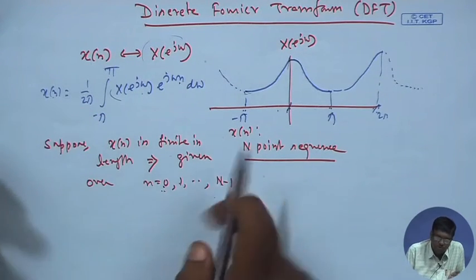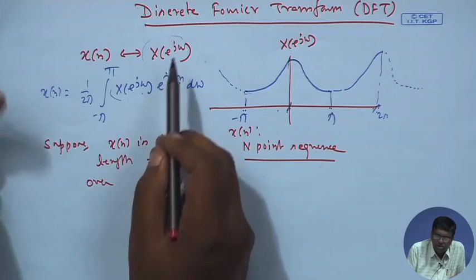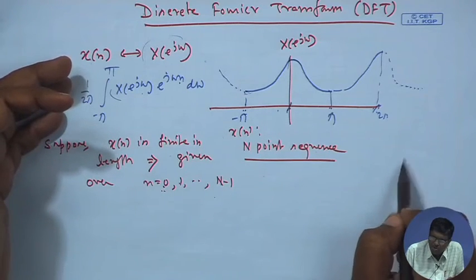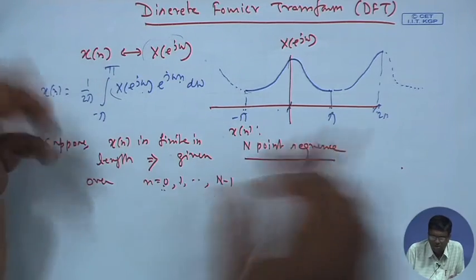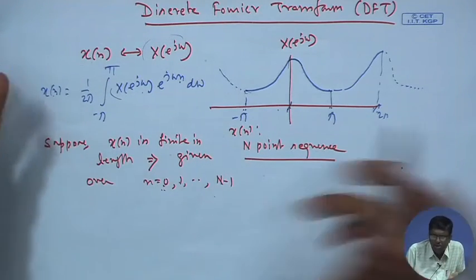For this also we will have the same DTFT expression, only thing is the summation will go from n equal to 0 to capital N minus 1, not from minus infinity to infinity, because outside that zone all samples are 0, but still it will be a DTFT.